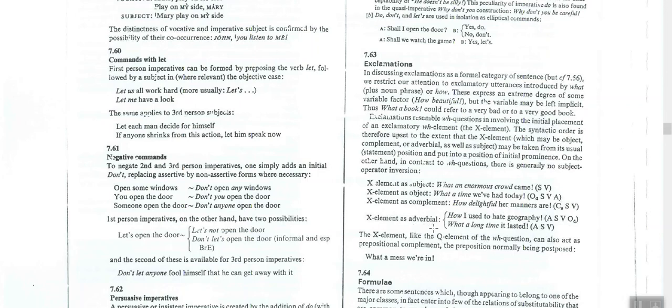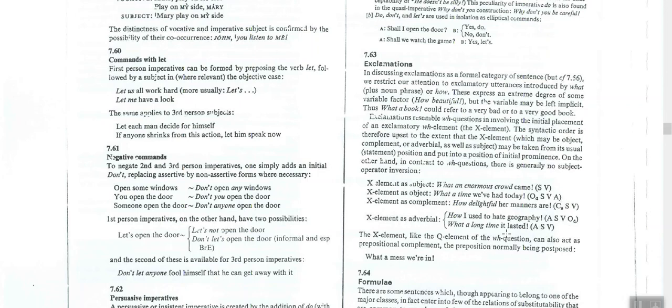It can be adverbial also. How I used to hate geography. What a long time it lasted. You see? As if we can say it lasted a long time. So a long time is an adverb. So here the X element is an adverb, or better to say adverbial.